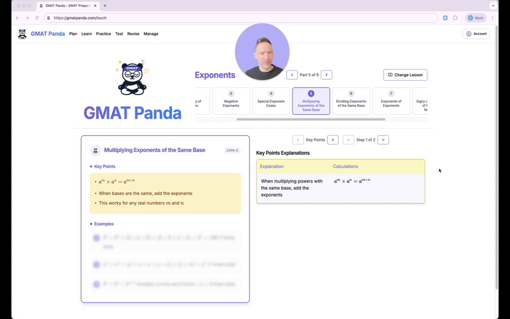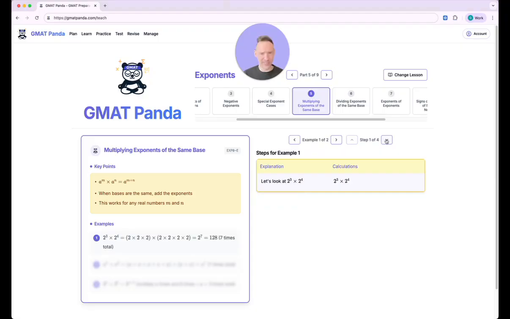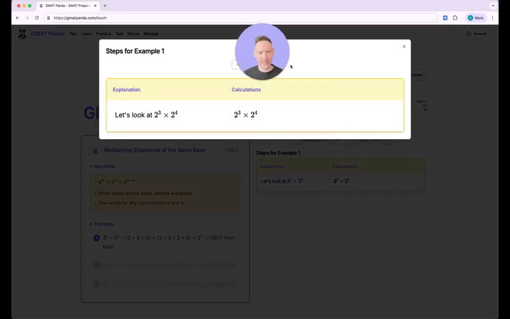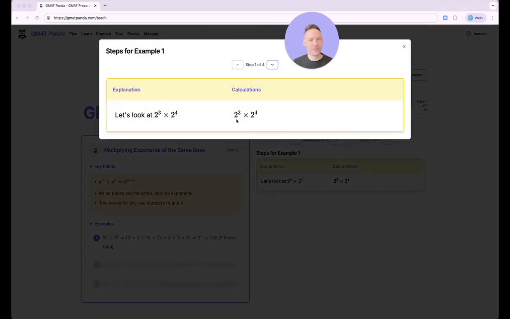Now, what happens when we multiply two numbers together that happen to be exponents of the same base? That may sound quite complicated, but let's break it down a little bit. Let's say that we're multiplying 2 to the power 3 times 2 to the power 4. Now, both of these numbers are exponents of the same base, which is 2. And that's important for what we're going to do next.